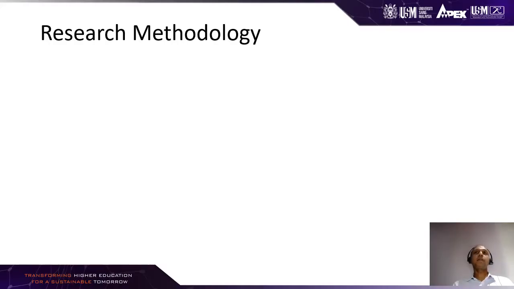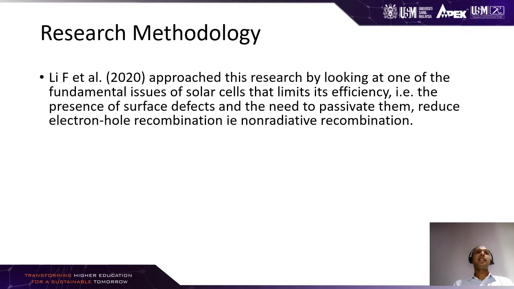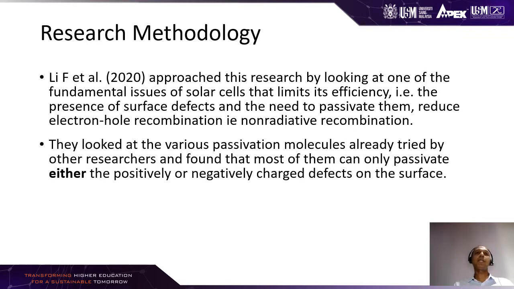Now, the research methodology that I'm going to be sharing with you next is by Li F et al. They approach this research by looking at one of the fundamental issues of solar cells that limits its efficiency, i.e., the presence of surface defects and the need to passivate them to reduce electron hole recombination, i.e., the non-radiative recombination.